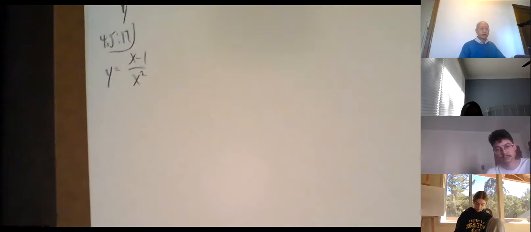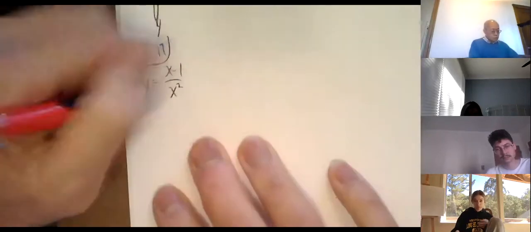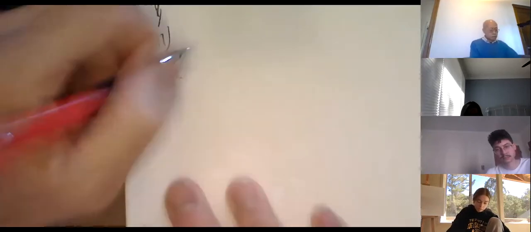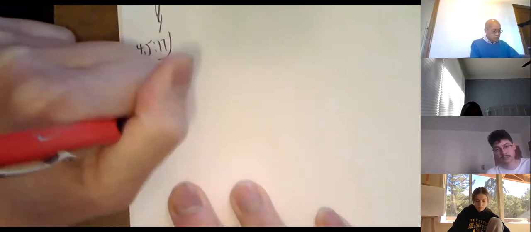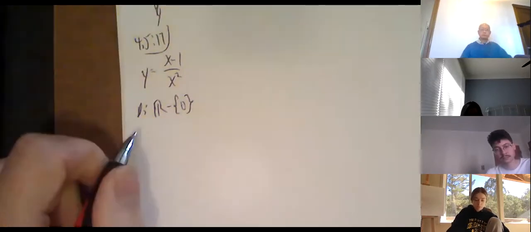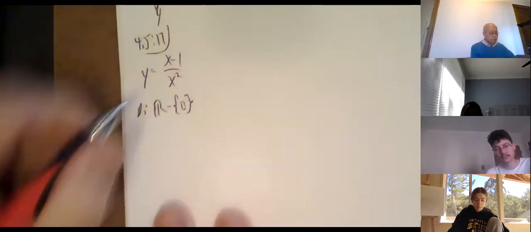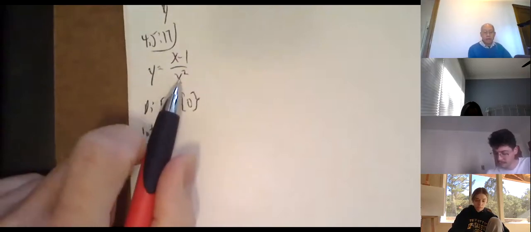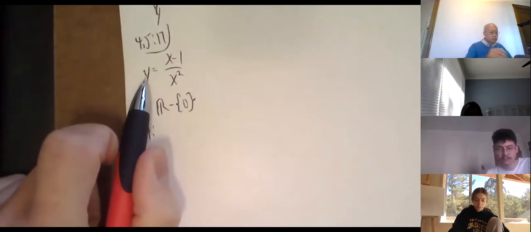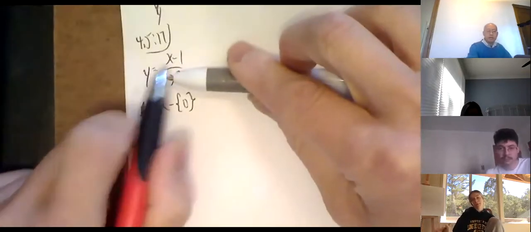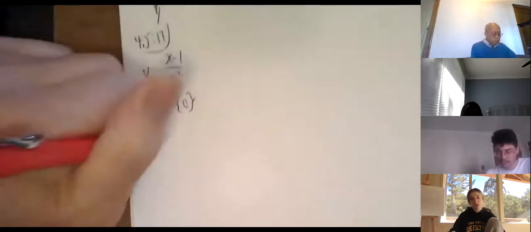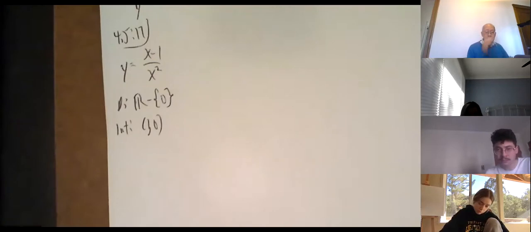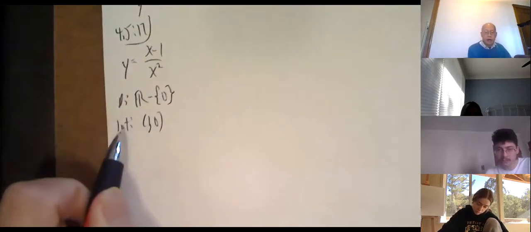Okay, x minus 1 over x squared. So domain, I'll abbreviate domain with D. X cannot be 0. So all real numbers minus the set consisting of 0. Okay, intercepts. X equals 0 can't happen. Y equals 0. Remember, a fraction is 0 when the top is 0. What makes the top 0? 1. So 1, 0. That's my only intercept. So I will not cross either the x or y axes anywhere else.